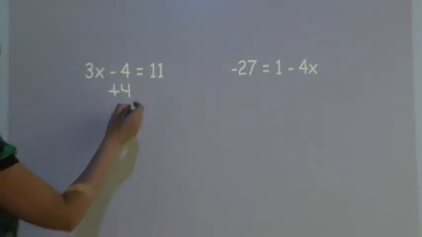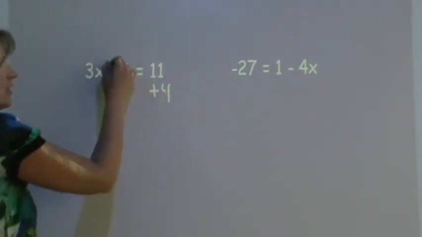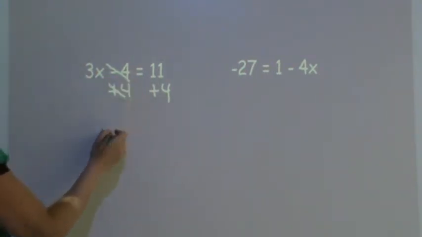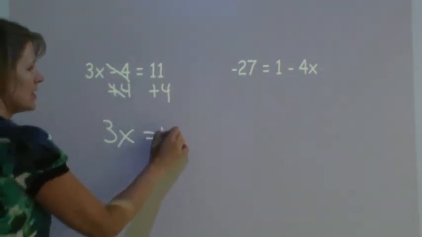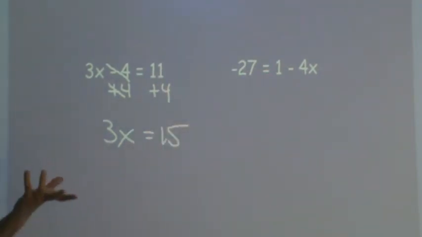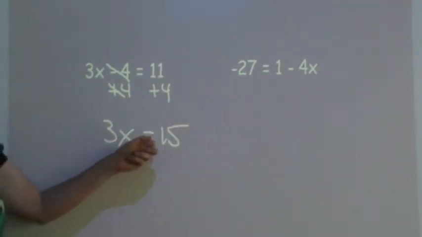Negative 4 plus 4 is 0. Whatever I do to one side, I do to the other, so that becomes nothing. 3x plus nothing is still 3x. 11 plus 4 to maintain the balance on that side would be 15. Now it's a one-stepper. 3 times what gets me 15?